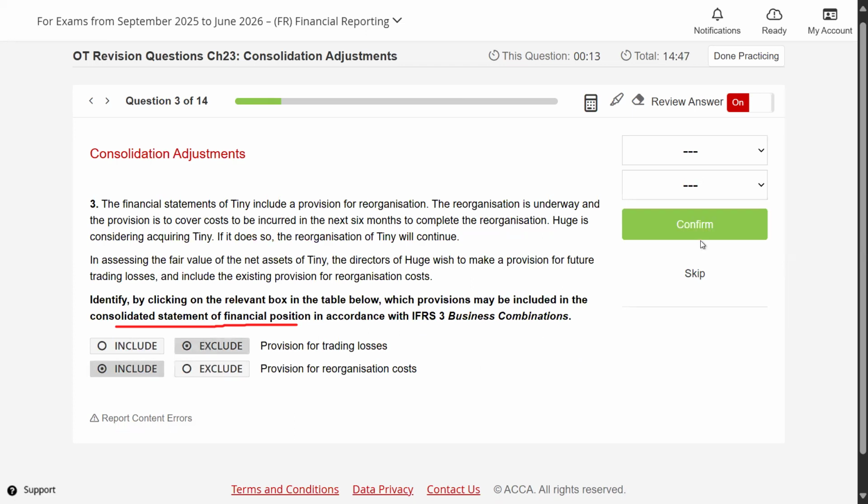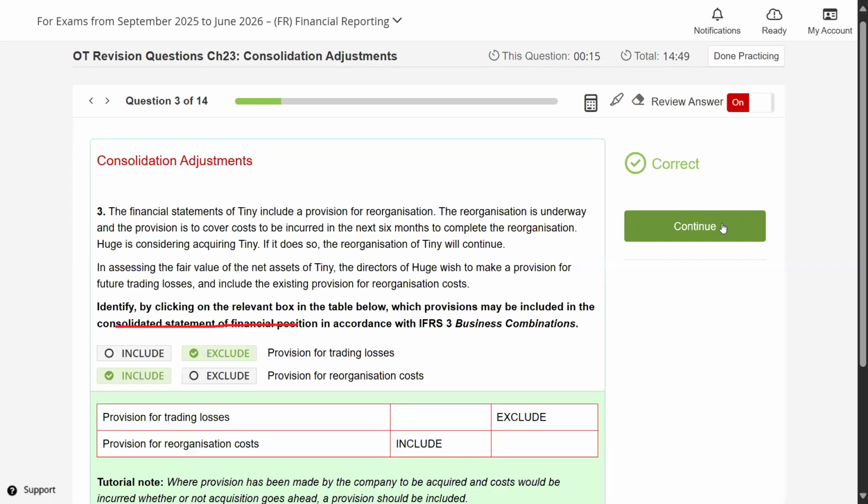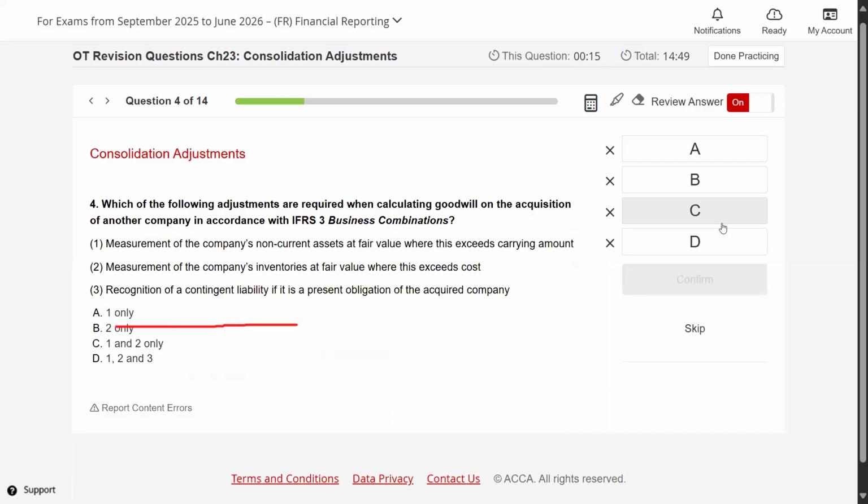So we include the reorganization provision, and we exclude the provision for trading losses. So moving on to the next question here, we have this theoretical one. Which of the following adjustments are required when calculating goodwill on the acquisition of another company in accordance with IFRS 3 Business Combinations? So what adjustments would be required while we are calculating goodwill on the acquisition of another company?